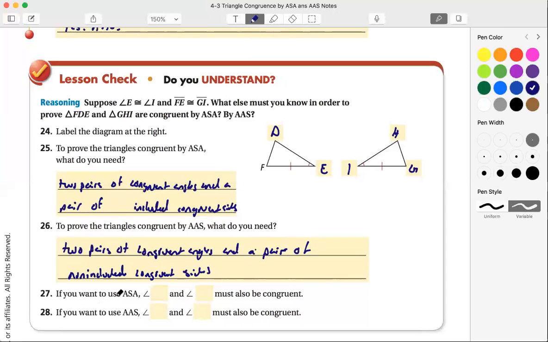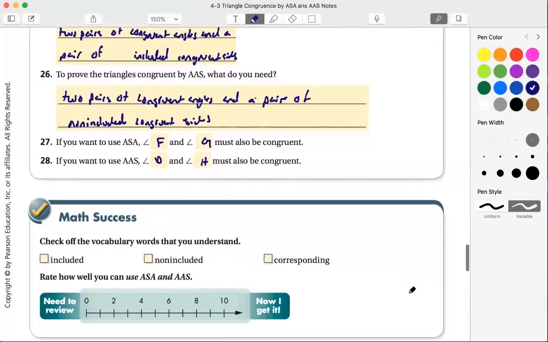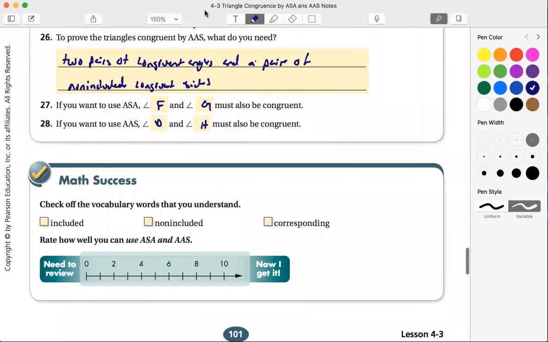So if I want to use ASA, I need angle F and angle G to be congruent. If I want AAS, I need angle D and angle H to be congruent. All right, and that is the end of the section.